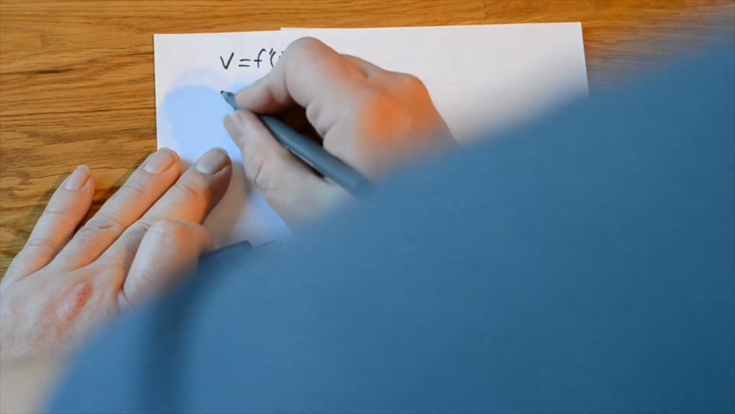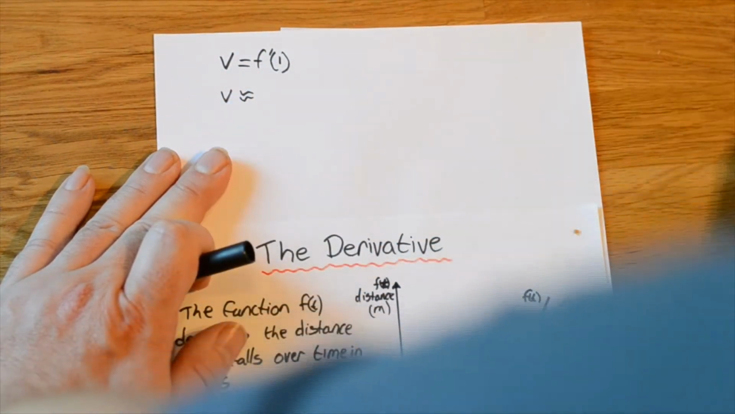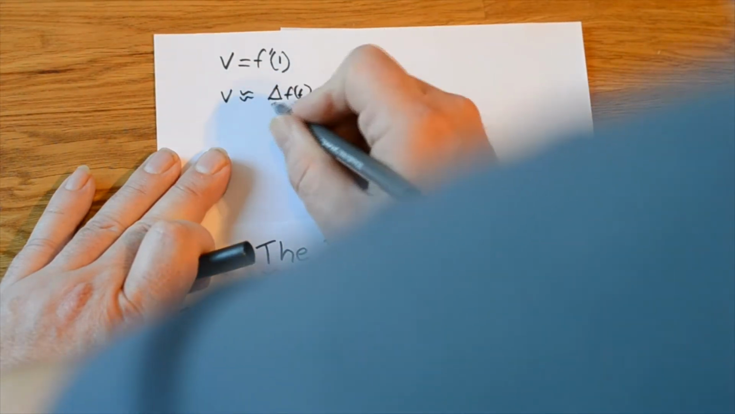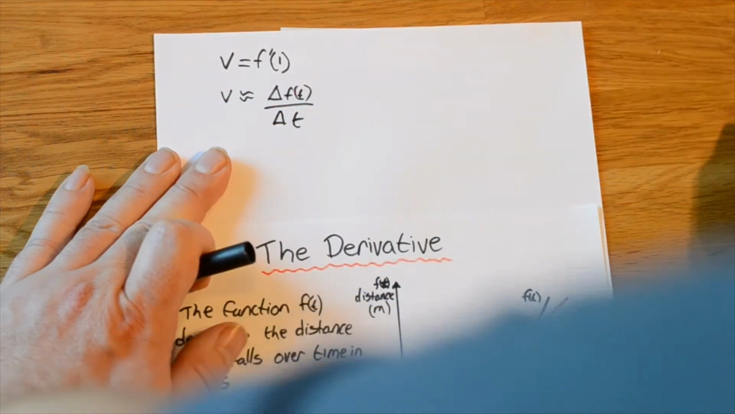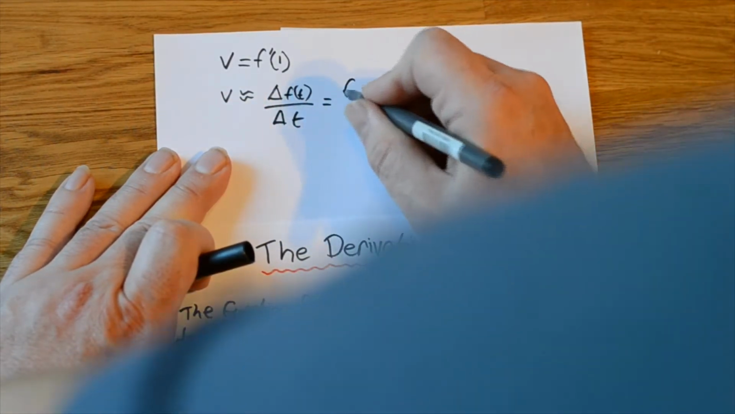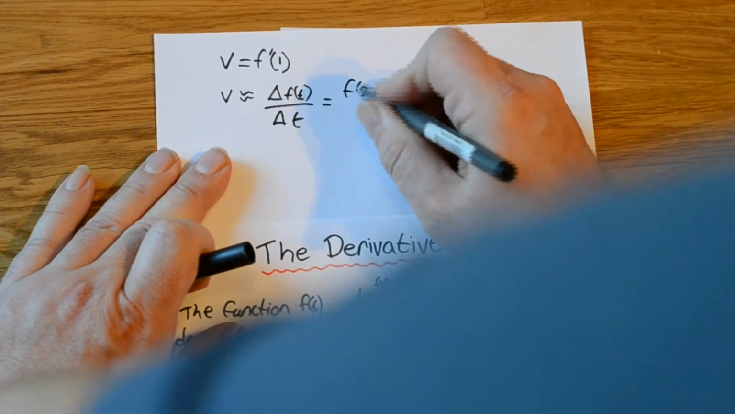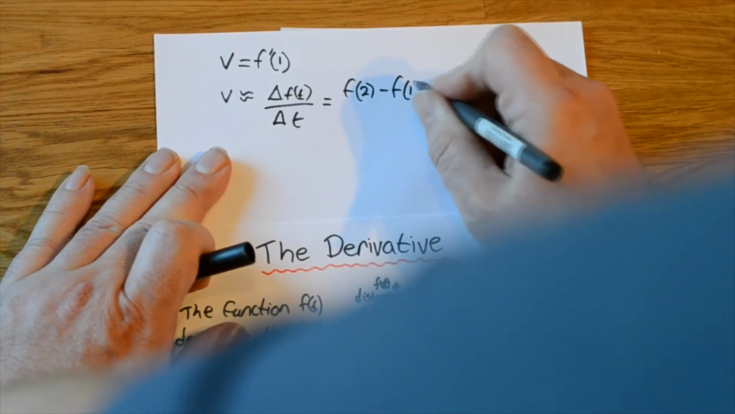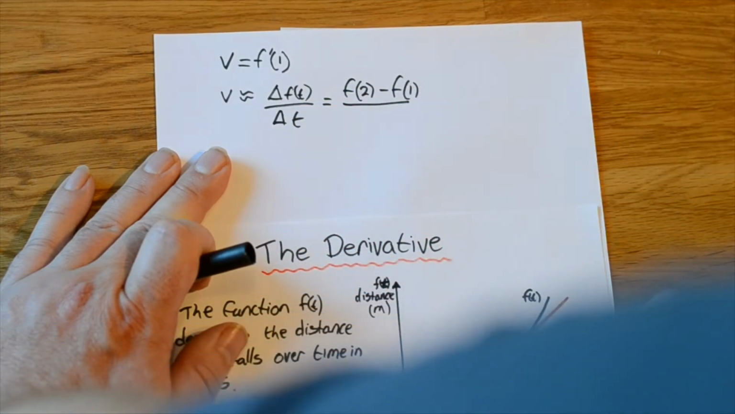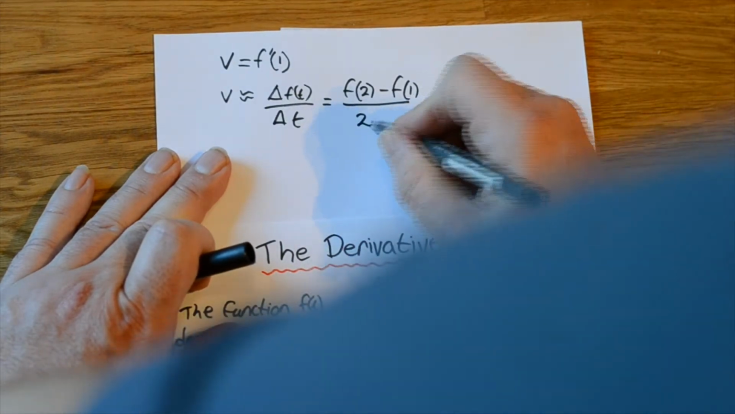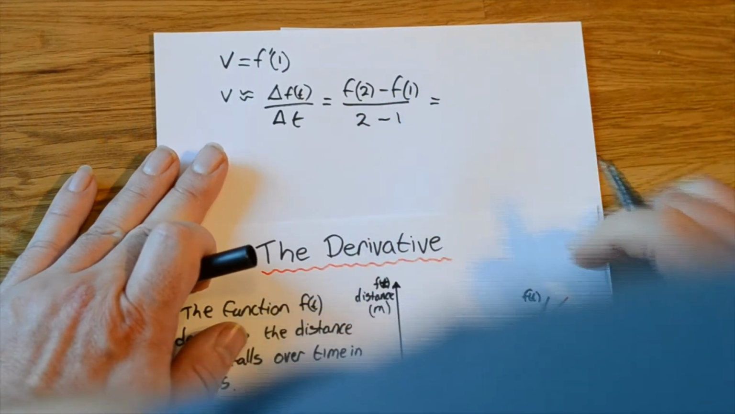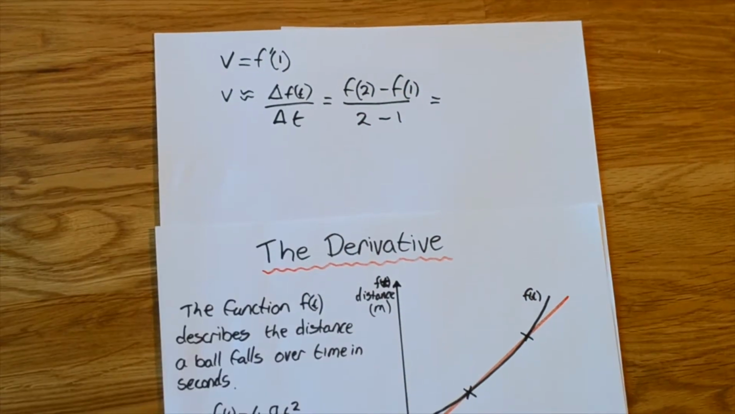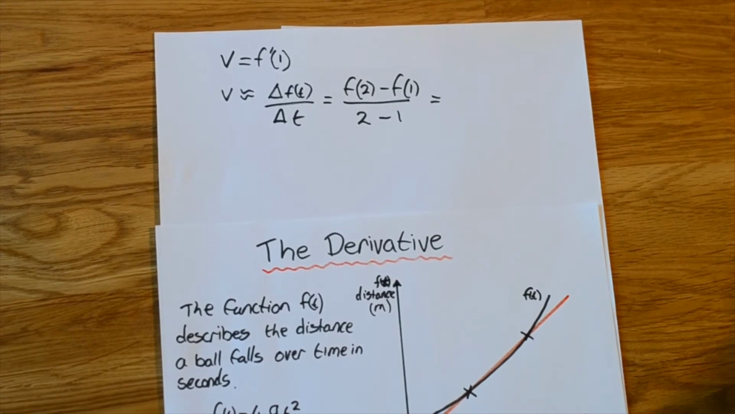We can make an approximation of that using a secant line and the change quotient. We need the change in f of t over the change in t. We can calculate this with f of 2 minus f of 1, and this will give us the change in distance, the y-coordinate here, minus the y-coordinate here. The change in time is from 2 seconds to 1 second, so 2 minus 1. We can use our calculator to do this.